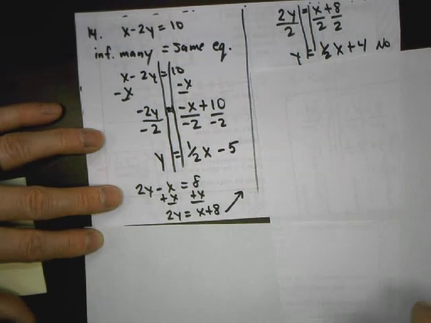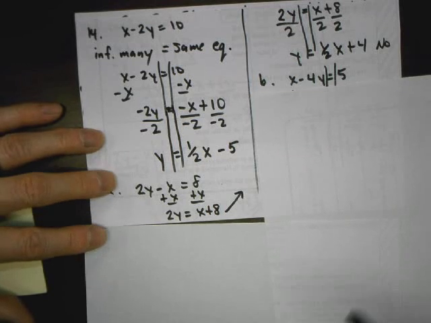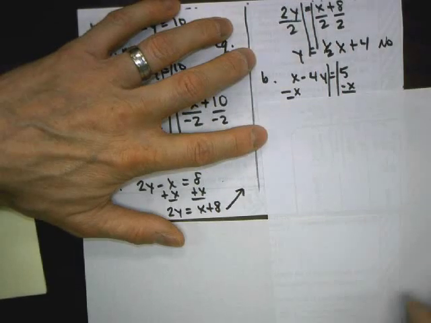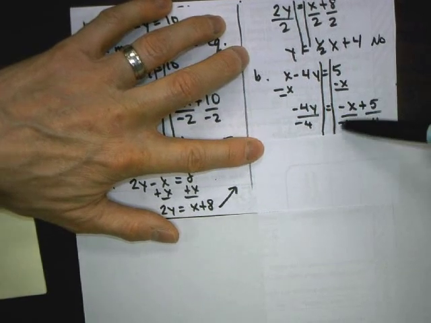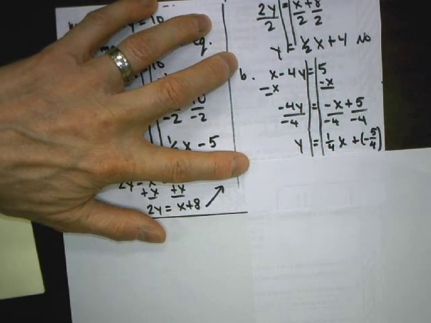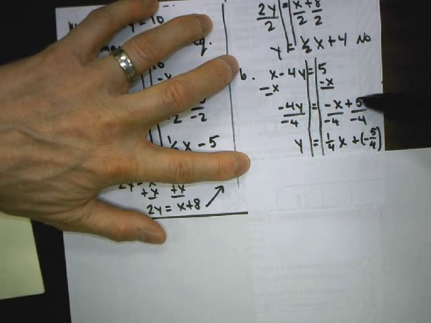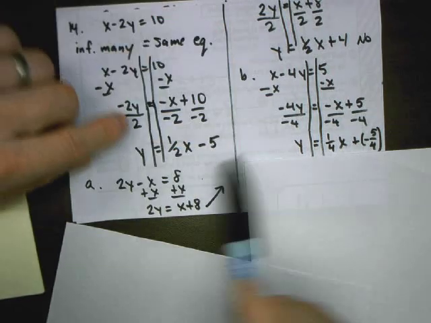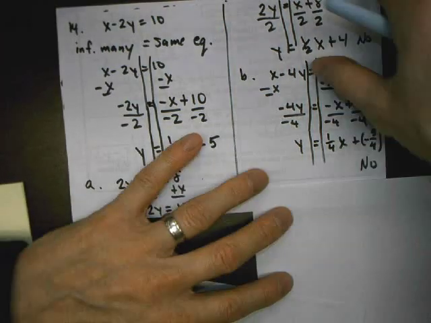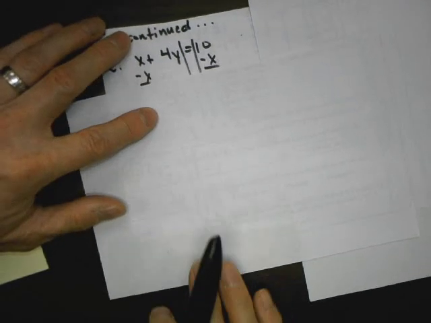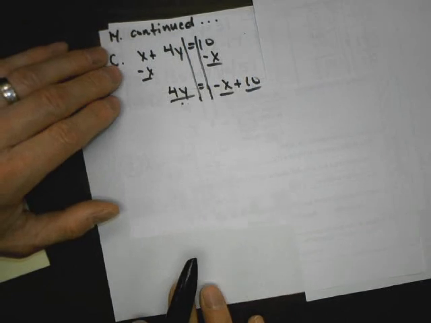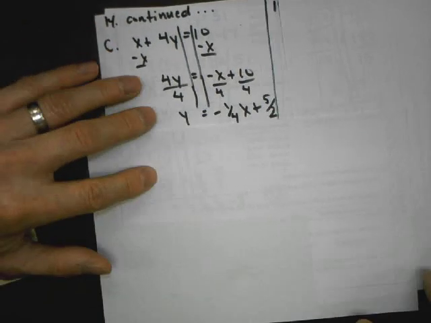B, I'm going to subtract x from both sides. Now I divide everything by negative 4. Negative over negative is positive. X over 4 is 1/4 x. But when I divide 5 by negative 4, that's negative 5 over 4, right? That's not the same as negative 5. So B didn't work. Let's try C now. I subtract x from both sides. Now I divide by 4. I get a negative slope, and 5 over, that didn't work either.